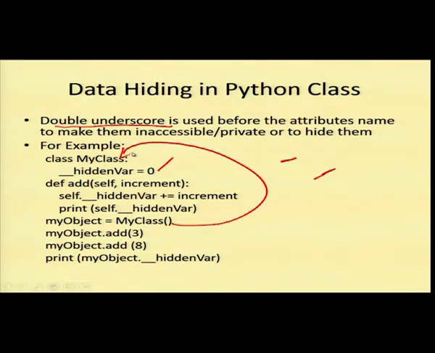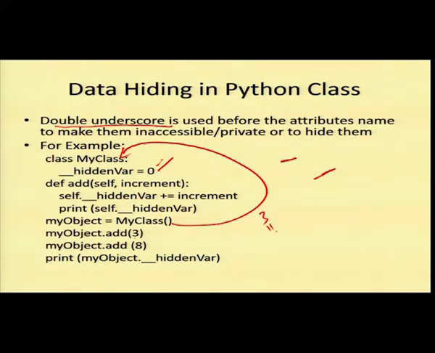What will happen? I give my object dot add of 3. So, what will happen? 0 plus 3, initially it is 0, now it is 3. Here self dot hidden variable plus equal to increment, so 0 plus 3 becomes 3. Then my object dot add of 8. Now it has become 3, 3 plus 8 becomes 11. So, the answer will be 3, 11.